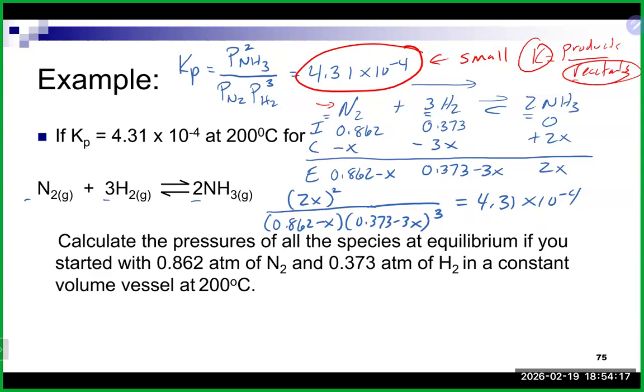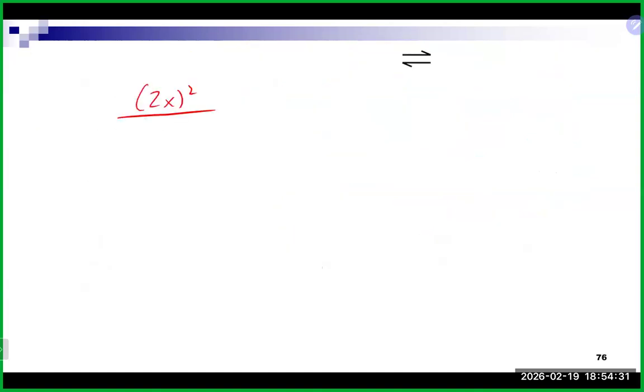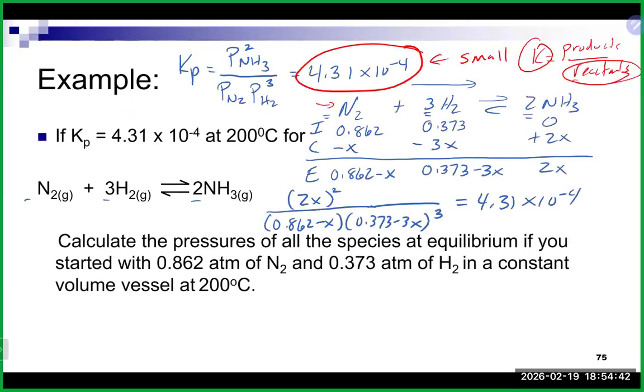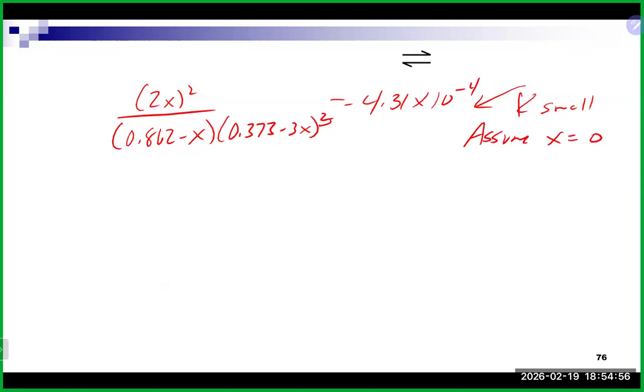So when you have a situation like this, I'm just going to rewrite it right here: 2x squared, and what we got there, 0.862, 0.373. Oops, that was cubed, I think, if I'm not mistaken. So it was 3x, right? Yeah. And 4.31 times 10 to the minus 4. So since this K value is small, we could assume in this case that x is going to equal 0.